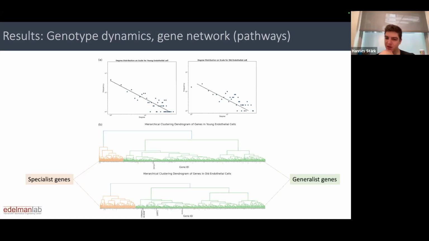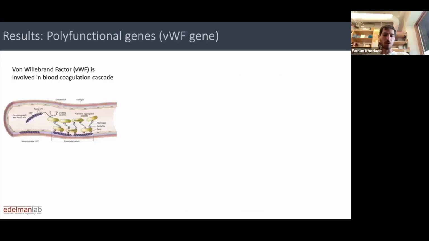Good. Then let's continue. Let's skip here. Just focusing on endothelial cells, something interesting that we found was that genes expressed in endothelial cells can have what we call polyfunctional characteristics, and not only endothelial cells, but most cell types. Looking at von Willebrand factor, a protein expressed during blood coagulation, it plays a very important role in platelet activation and creating fibrin structures to prevent bleeding.